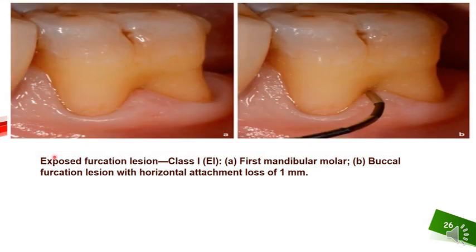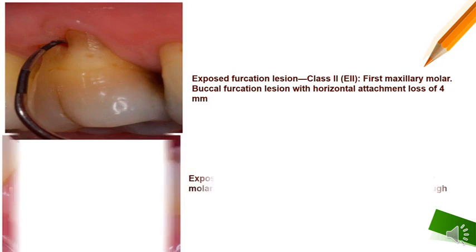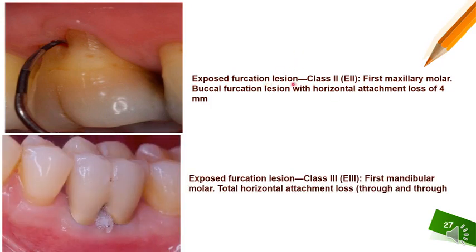The second classification is the exposed furcation, class 1. Here we have clinical exposure of the furcation, but on probing we can see it's 1 mm or less of attachment loss. Exposed furcation lesion, class 2. First maxillary molar, here we can see the furcation is visible clinically and the attachment loss is only 4 mm.